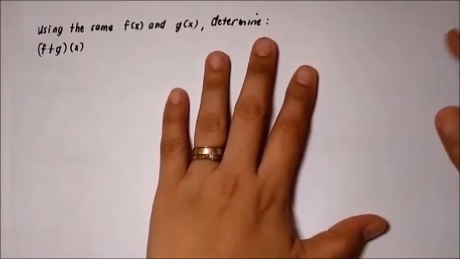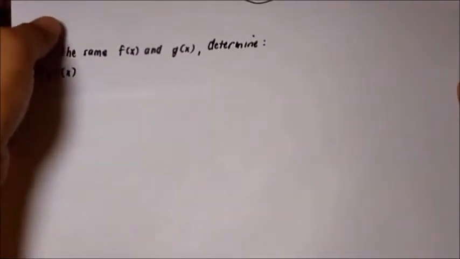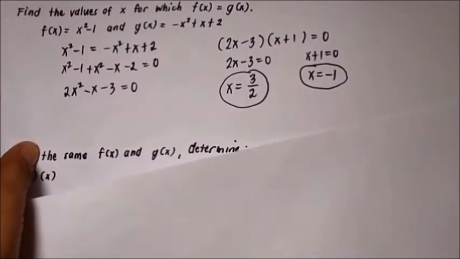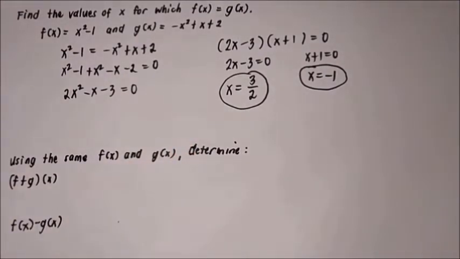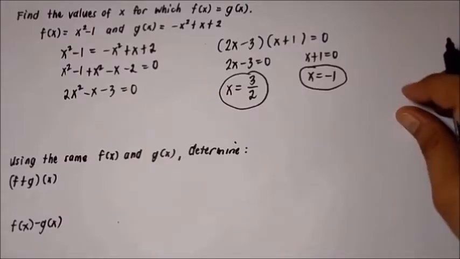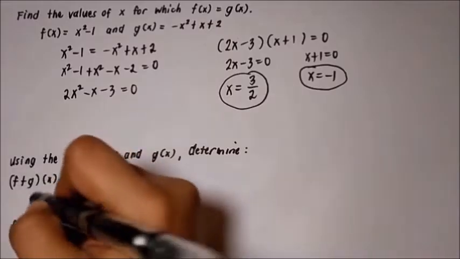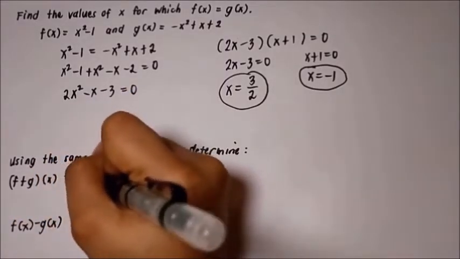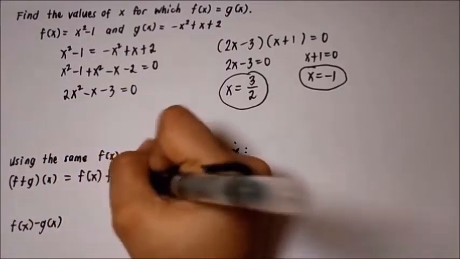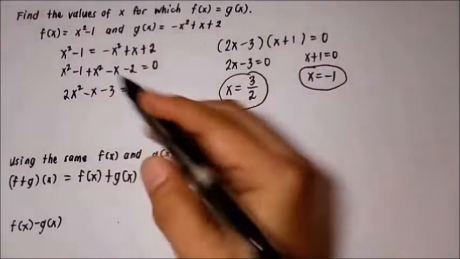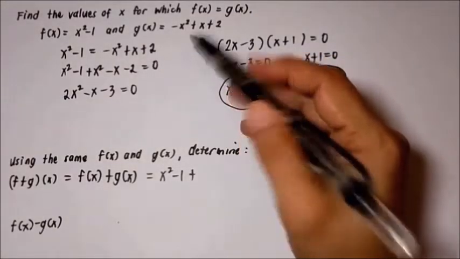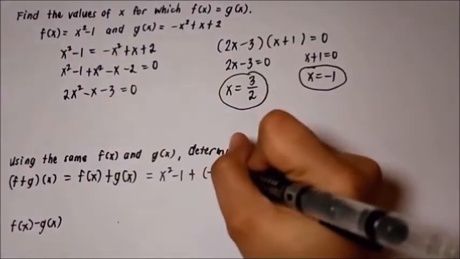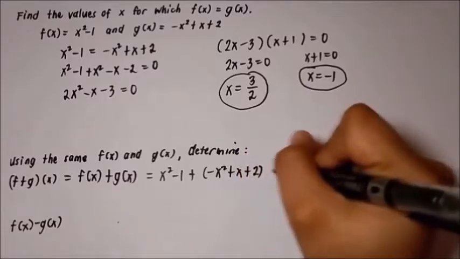So, using the same given, like this one, the given on our first example. So, using the same f of x and g of x, determine f plus g of x. So, we will be having the operations of functions. F plus g of x is equal to f of x plus g of x. So, let's write f of x. It's x squared minus 1 plus the value of g of x. It's negative x squared positive x positive 2.